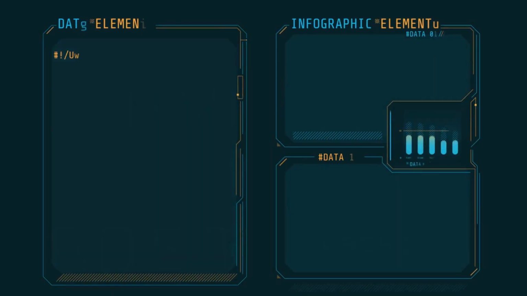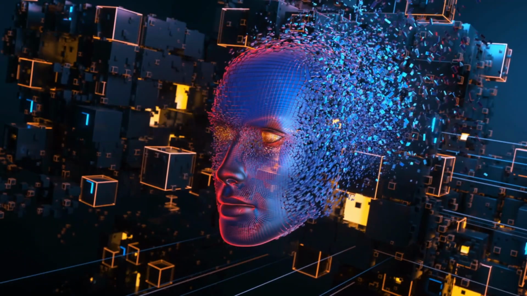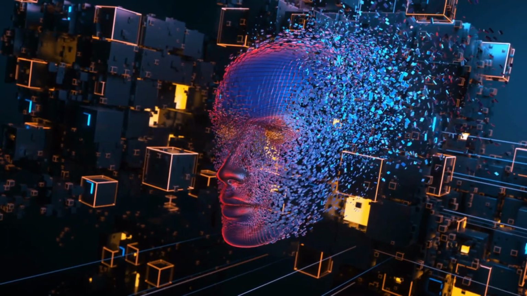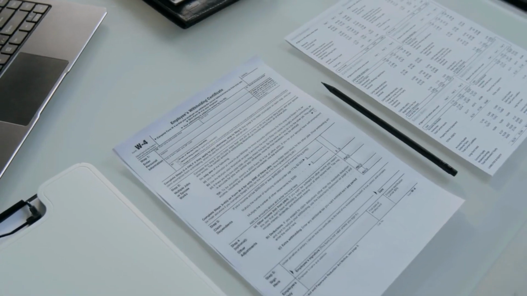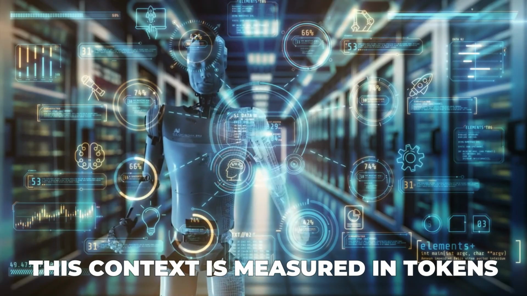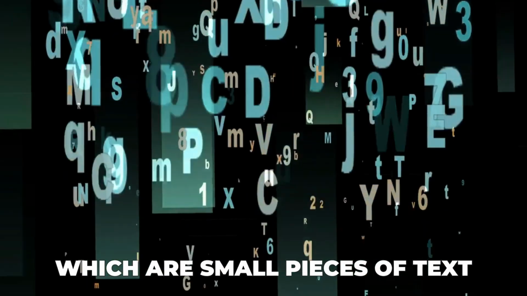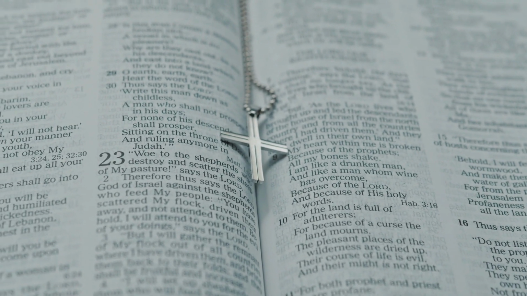The first concept to understand is the context window. Think of it as the model's short-term memory. It includes the instructions you give it, the conversation history, and any extra documents you attach to the request. This context is measured in tokens, which are small pieces of text. In English, a token is often about 3/4 of a word.